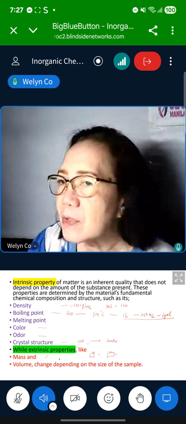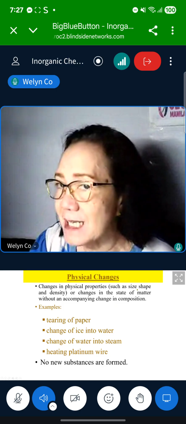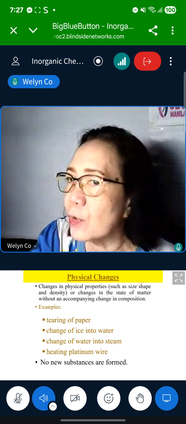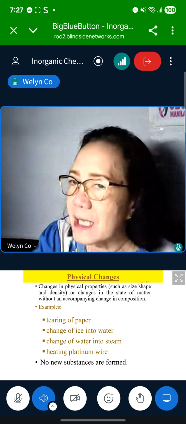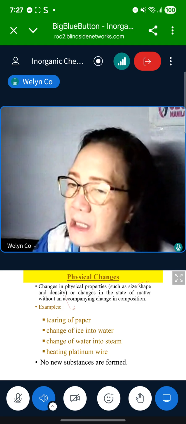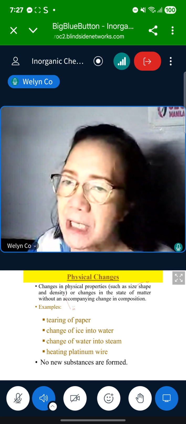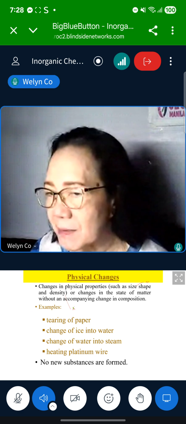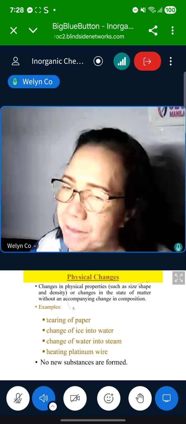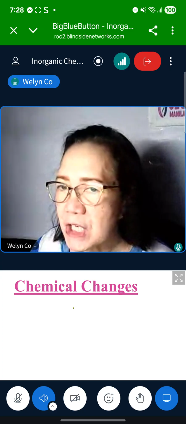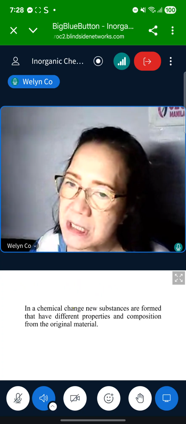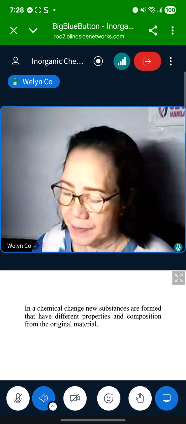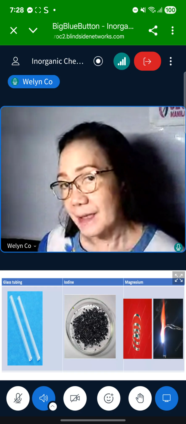Okay. So, going back to our physical properties earlier, such as the size and shape: when we talk about size and shape, this is extrinsic. When density is being discussed, this is intrinsic. But in other books, it is mentioned as extensive, intensive. So, they are the same. Internal property, external property. Okay? For the chemical changes, it is a chemical change wherein new substances are formed that have different properties and composition from the original material. Okay? So, you have that.